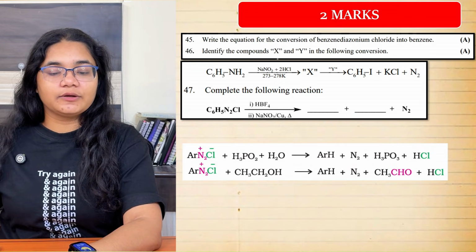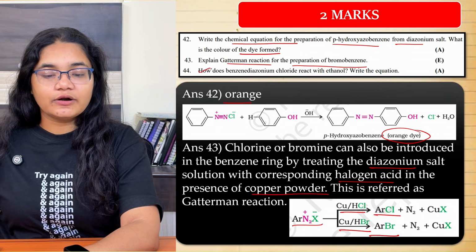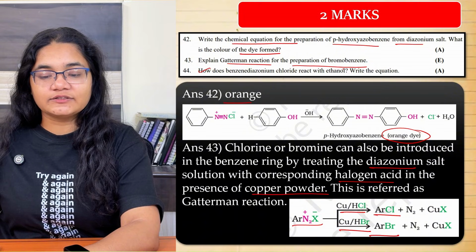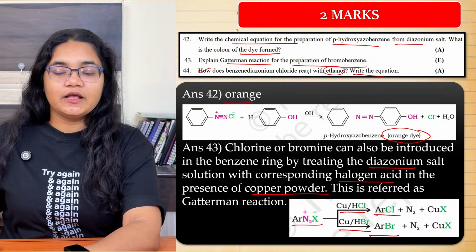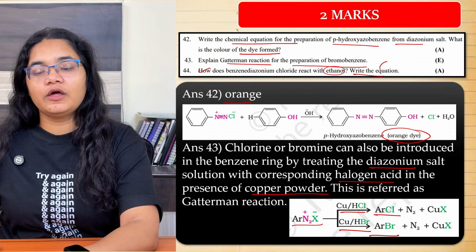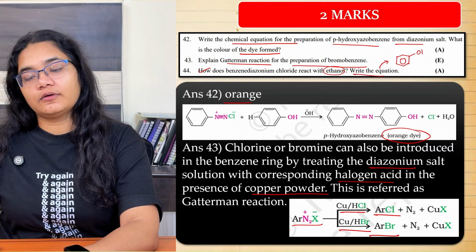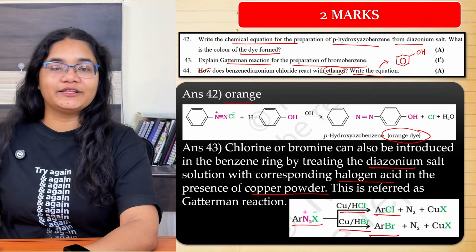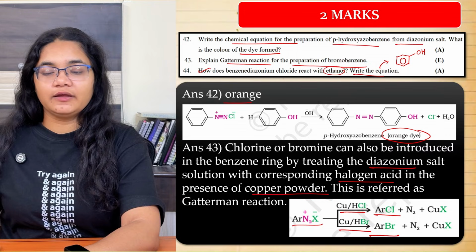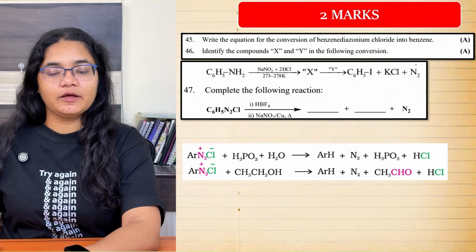Now coming to question number 44, how does benzene diazonium chloride react with ethanol? Write the equation. Benzene diazonium chloride will react with ethanol to give you phenol, it will produce the OH group for you. Yes, that is phenol, which will be the product here.